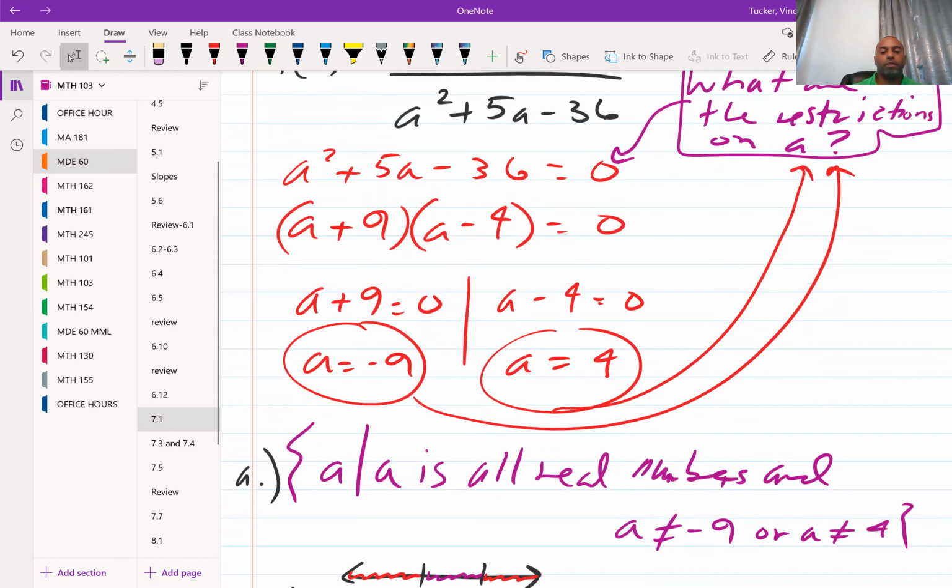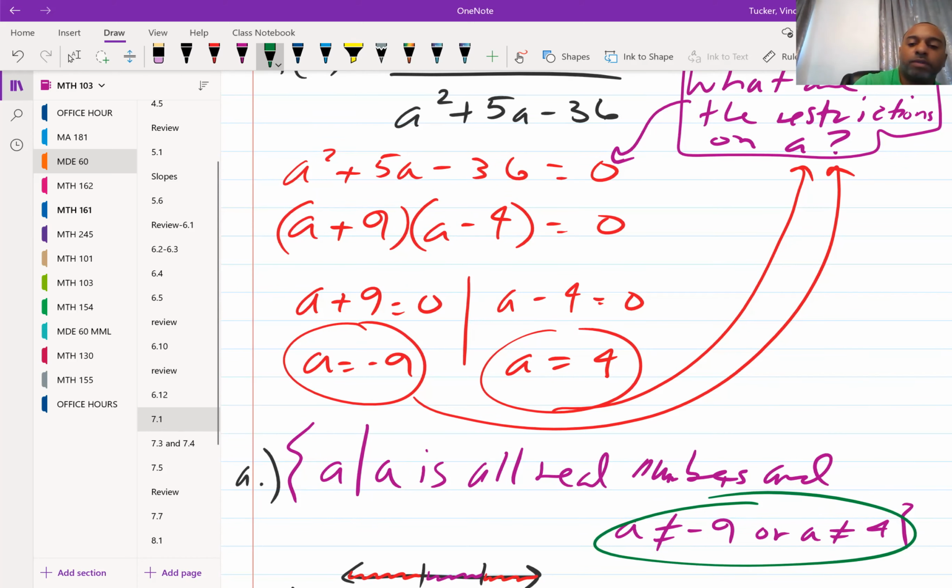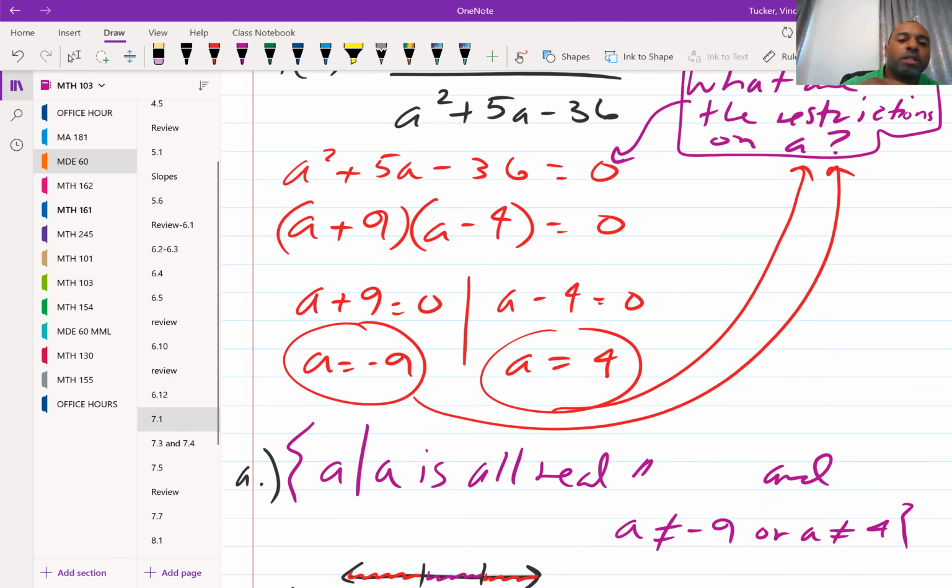So the first one, set builder notation. This time instead of V, we have A. So we have A such that A is all real numbers, and A cannot be equal to -9 or 4. So that's how you write your set builder notation.